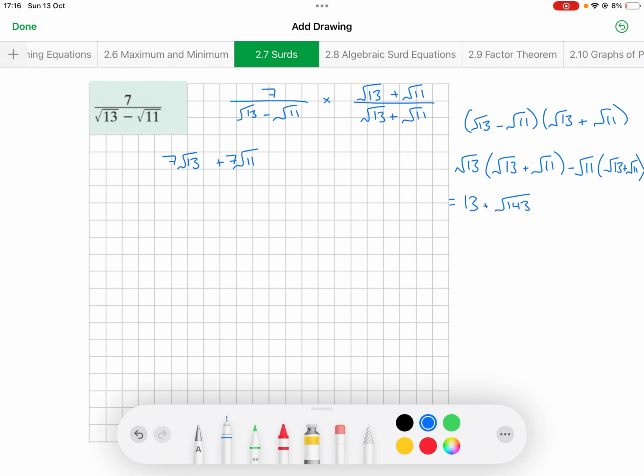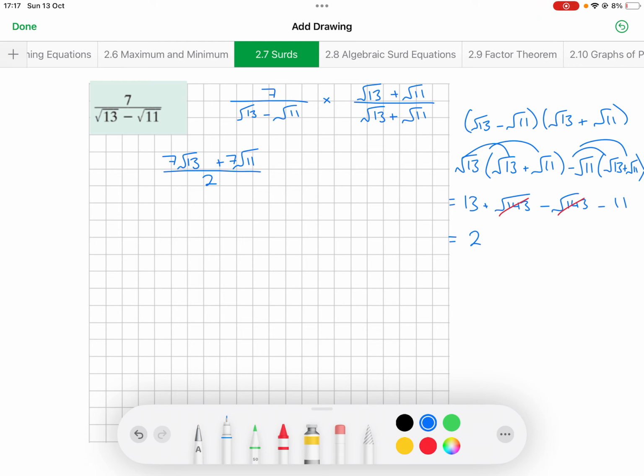Then minus root 11 by root 13 is minus root 143, and minus root 11 by plus root 11 is minus 11. So what will always happen, because we're rationalising the denominator, is these two will cancel out. 13 take away 11 is 2. So on the bottom, it's just over 2.